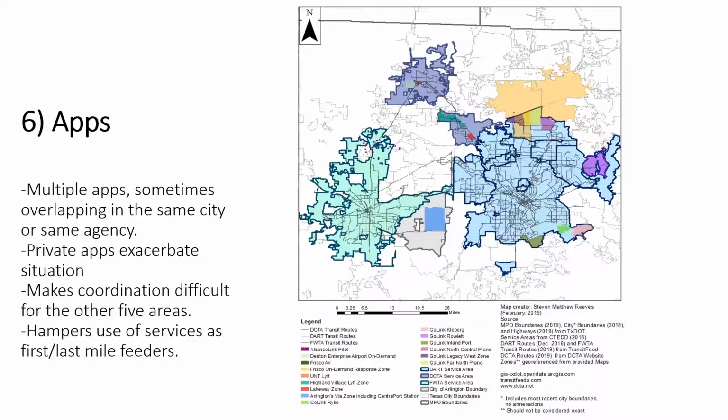In the Dallas-Fort Worth area, there's the GoLink app that DART is developing with a sandbox grant, but other services have to pay to use that app. So there needs to be more incentives in place to share apps across agencies.